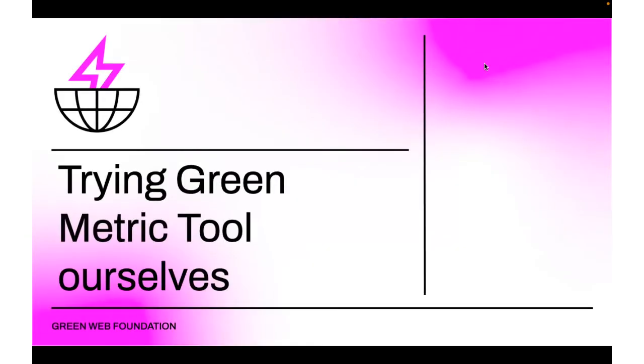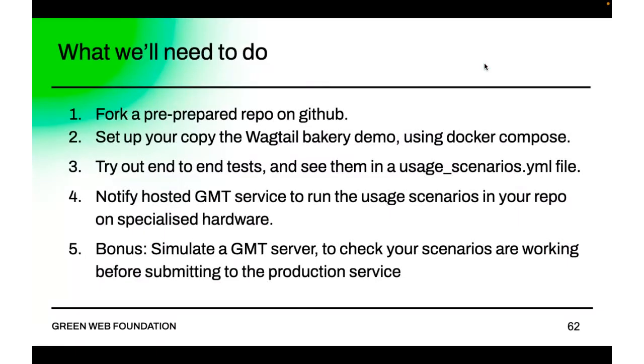So we could try doing some of this ourselves, but I'm just going to run through the steps that you would use rather than ask people to do this themselves. This is what we would need to do. I've created a pre-prepared repo on GitHub. You'll be able to check this out and then, using Docker Compose, spin up an equivalent to this. You can then try some of the end-to-end tests to see what they look like. You then see how they show up in a YAML file, which describes these steps, where you can define pretty much any kind of interaction that you can script using Playwright, Puppeteer, or whatever you want.